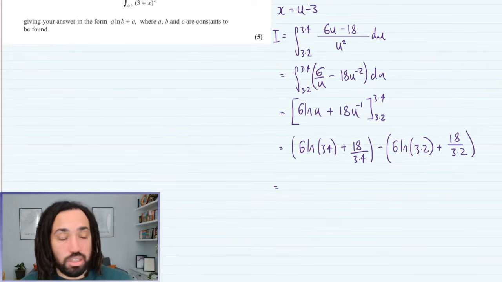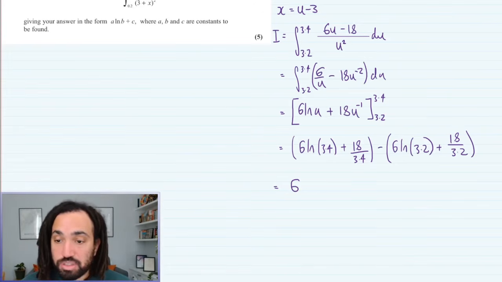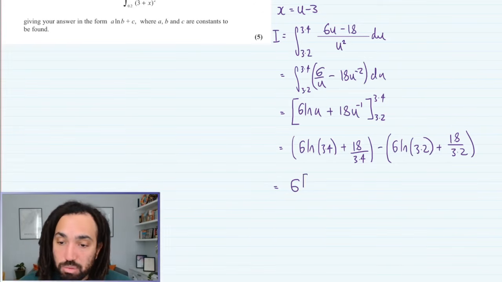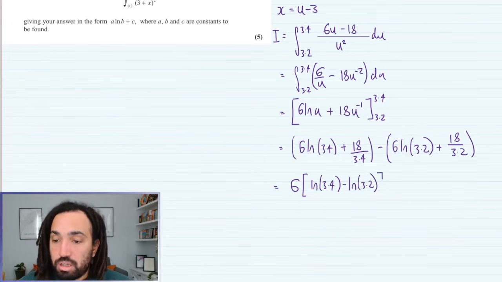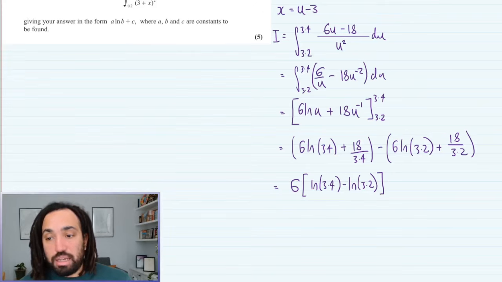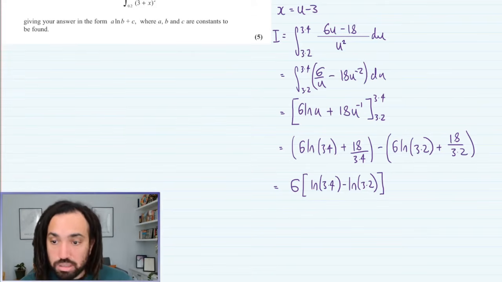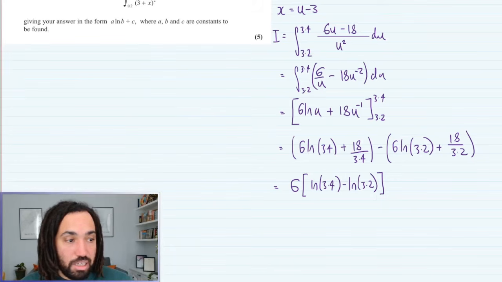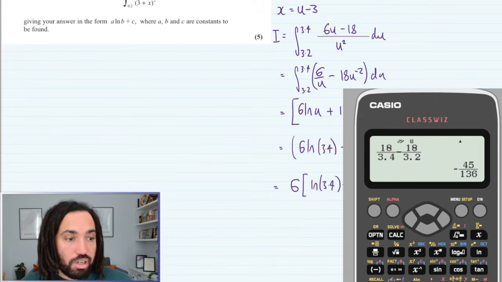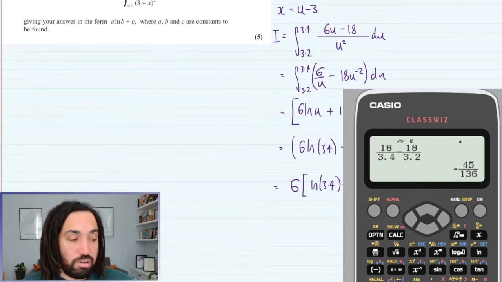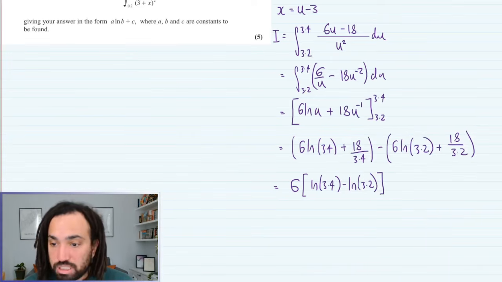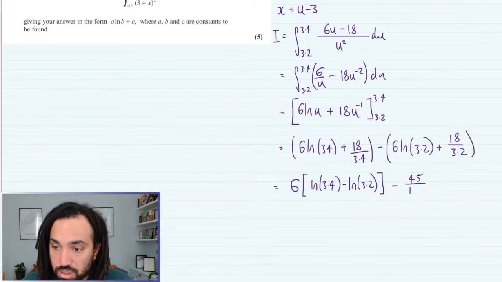So let's look at the lns part first. Both of them have a factor of 6, so we can take that out. And then what we're going to be doing is ln 3.4 minus ln 3.2, like so. And then the numerical parts will be 18. We can just do that on our calculator. Okay, so there's the numerical part. I say numerical. There's the non-ln part, which gives us the minus 45 over 136. So minus 45 over 136.